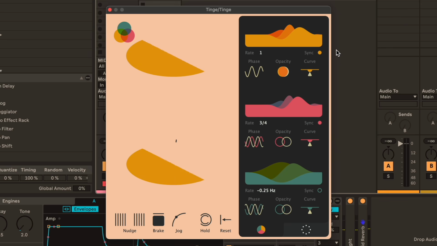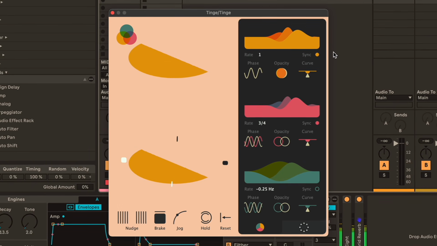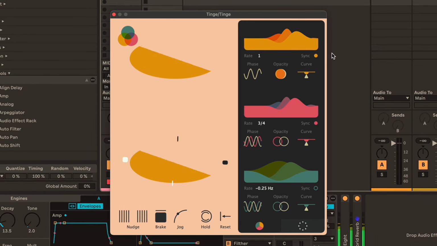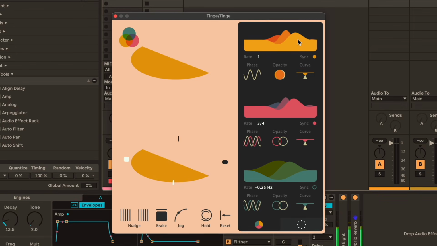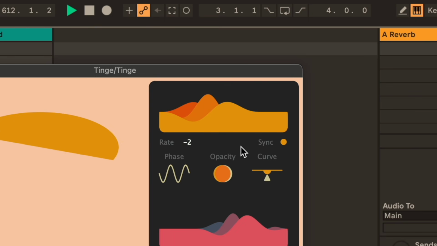We're starting here with a single spinner and a single threshold. When the color is cast on the threshold, a MIDI note is triggered. The spinner can be moving clockwise or counterclockwise, synced or free.